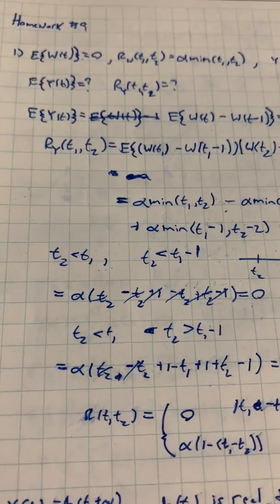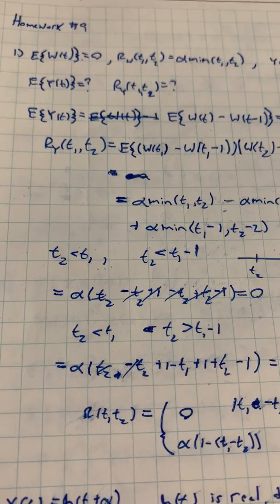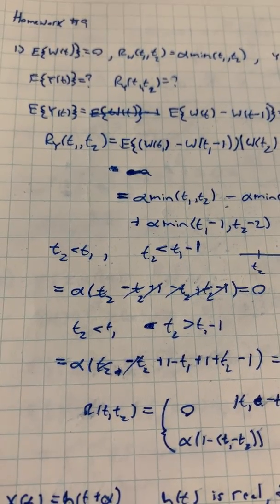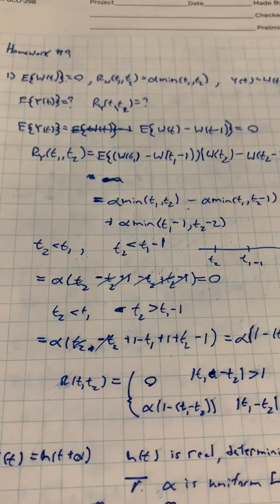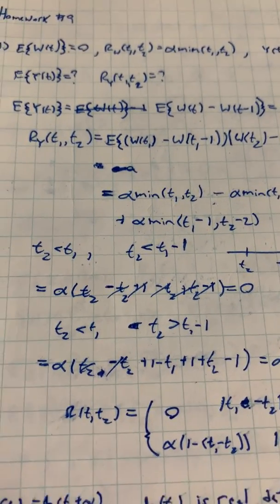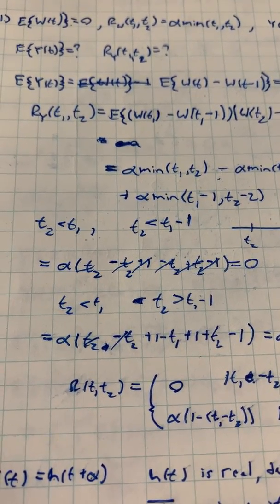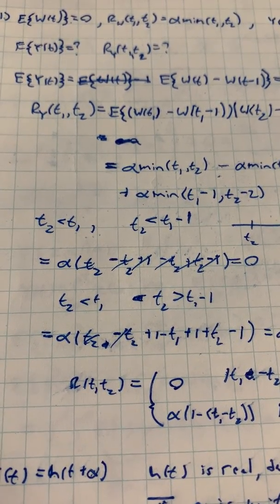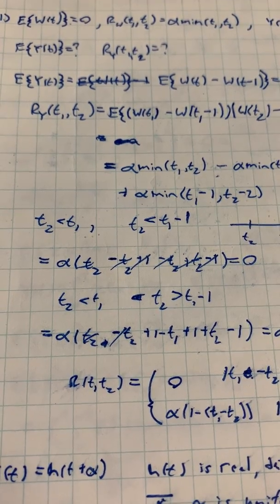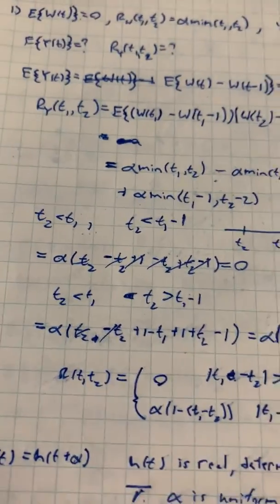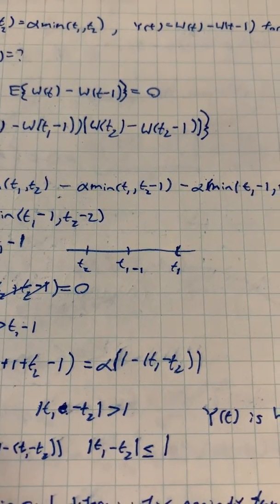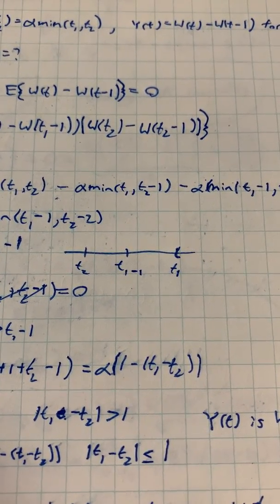If we switch it around and say t2 is less than t1, but t2 is greater than t1 minus 1, we plug that all in and we get alpha times t2 minus t2 plus 1 minus t1 plus 1 plus t2 minus 1. After we rearrange a couple of things, we get alpha times 1 minus the quantity t1 minus t2.